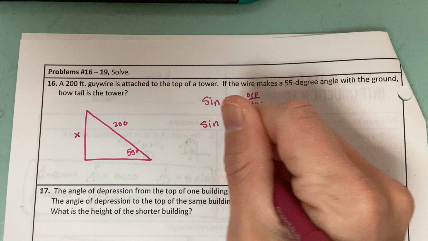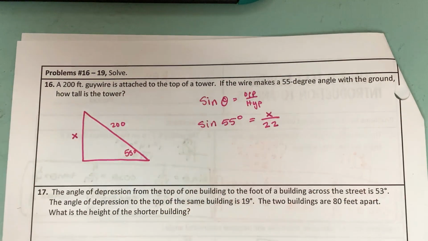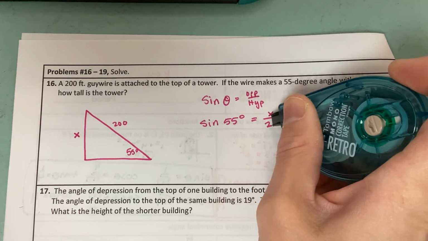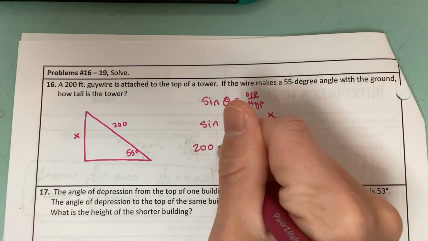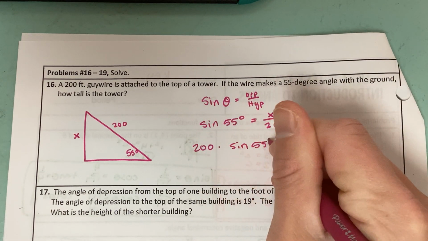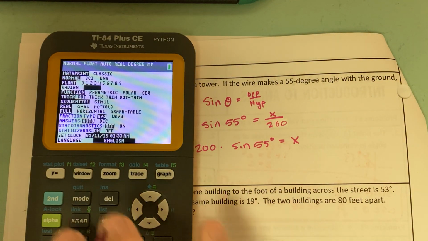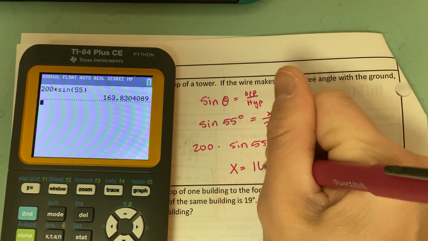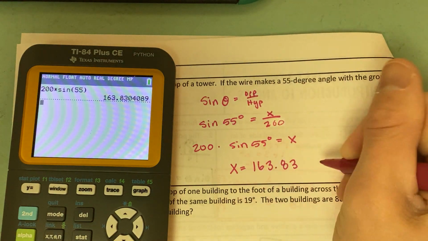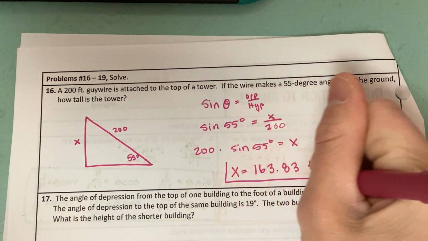So I know that sine of 55 degrees is going to be x over 200. And so to solve for x, we're just going to times 200 on both sides. And type it in. Once again, make sure you're in the right mode. So I'm going to go back to degree mode. So I'm going to type 200 times sine of 55. And so my tower is 163.83 feet tall, because the wire is in feet. Don't forget your units.